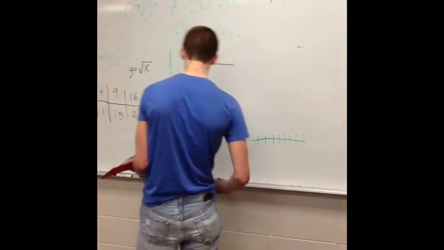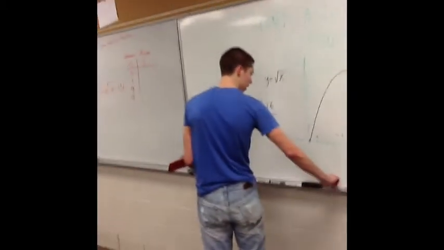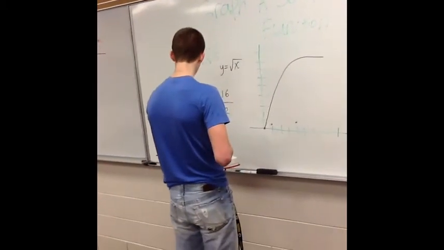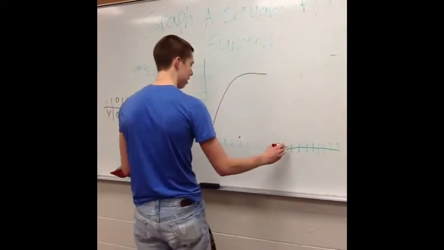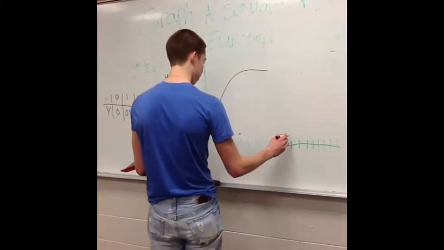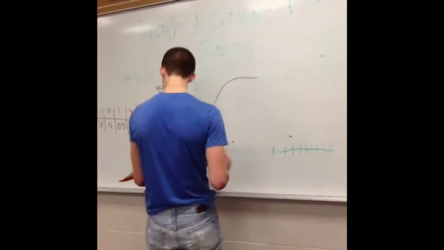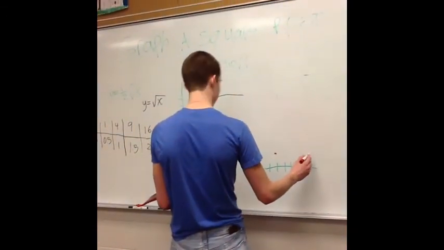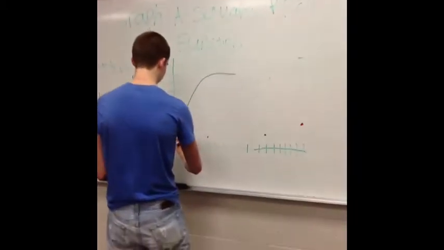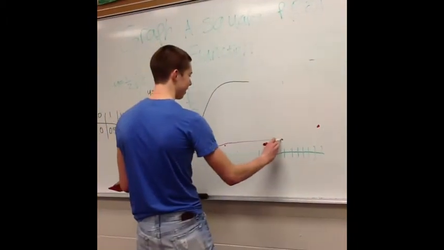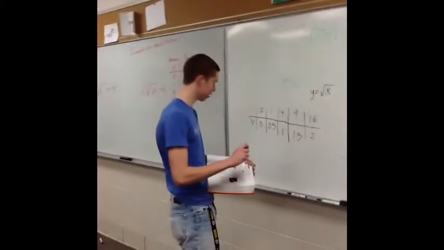Our graph will look something like this. And that is how you graph a square root function.